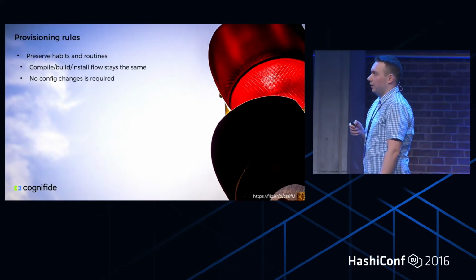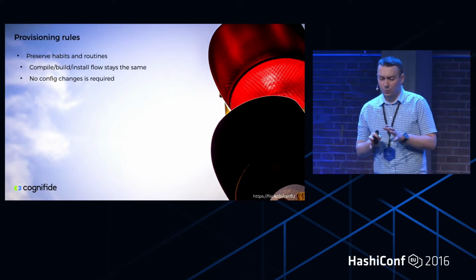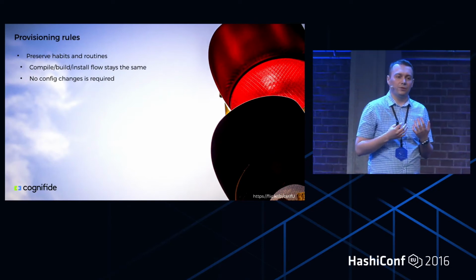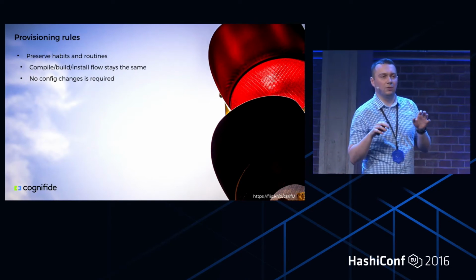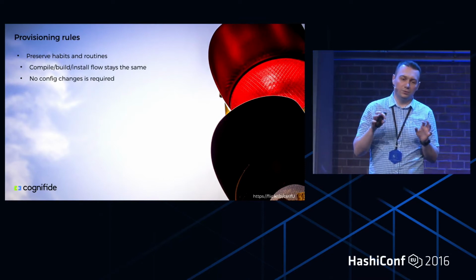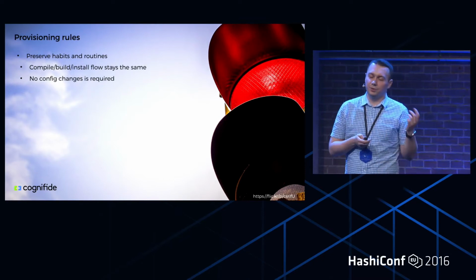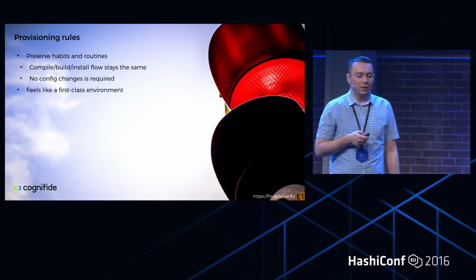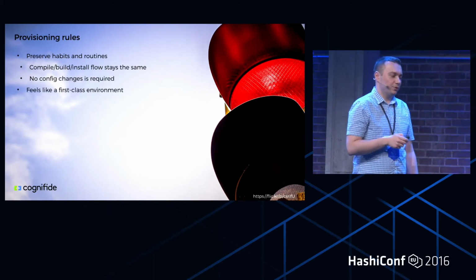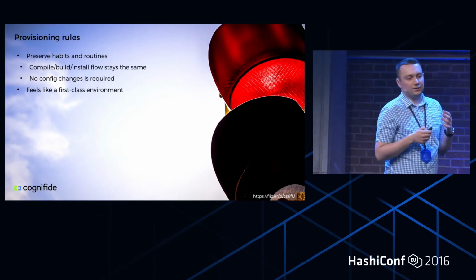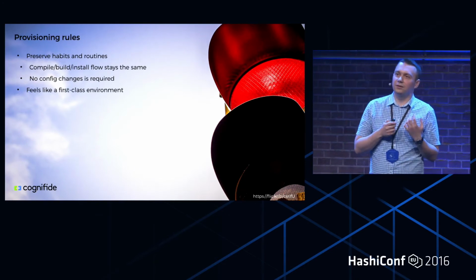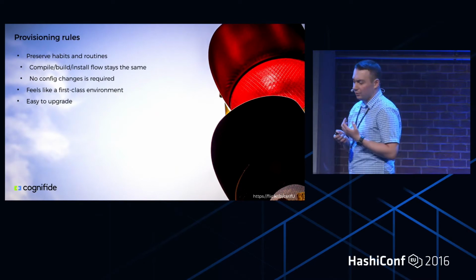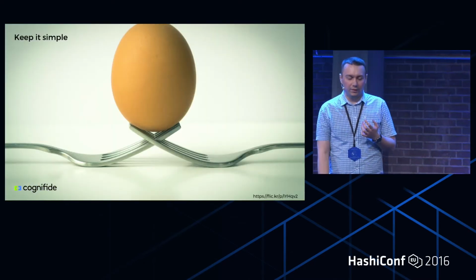Moreover, the goal was to keep all the configuration files. If I connect to localhost 8080 to do something, it should stay the same way. So we use a lot of forwarding in the Vagrantfile. And the overall experience should be that the environment feels exactly like production. And it should also be easy to upgrade.